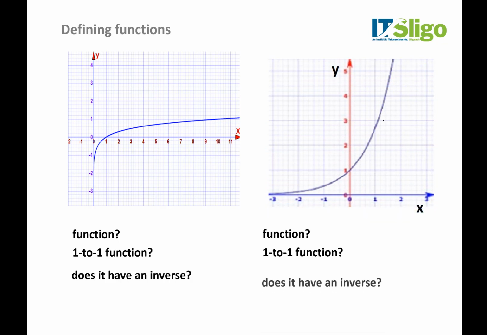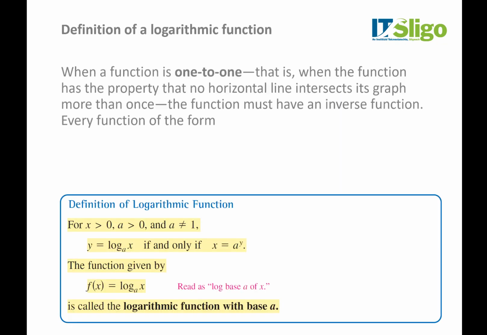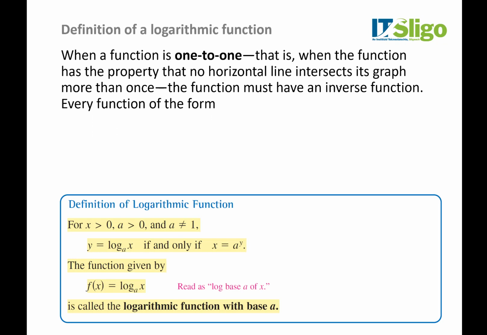So that's just to give us a quick overview. Both of these functions are one-to-one. These are the functions we'll actually be examining in a lot of detail this semester, and they both have an inverse. When a function is one-to-one, so every function of an exponential, we were looking at exponents last week, that's an exponential function.